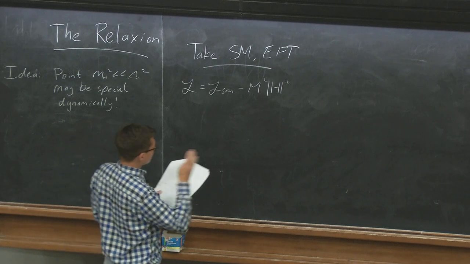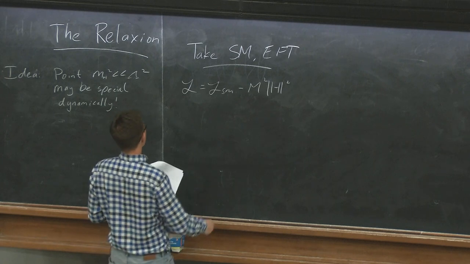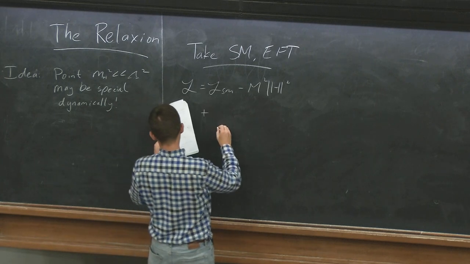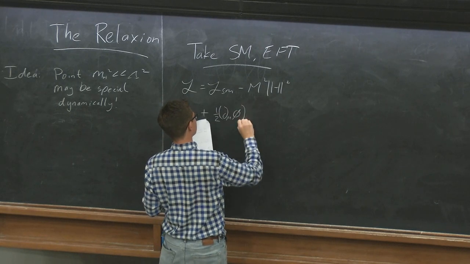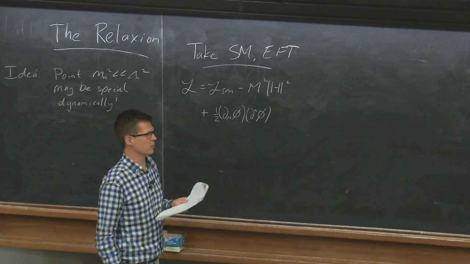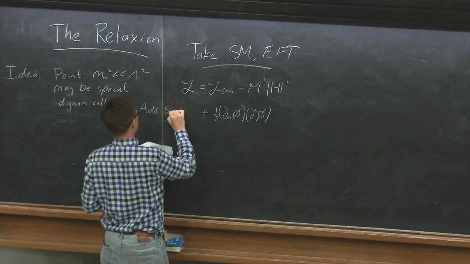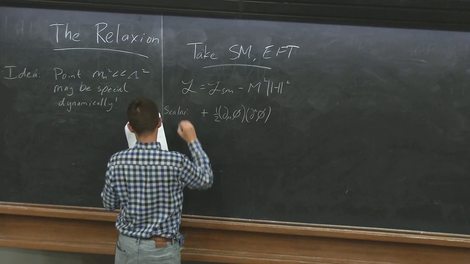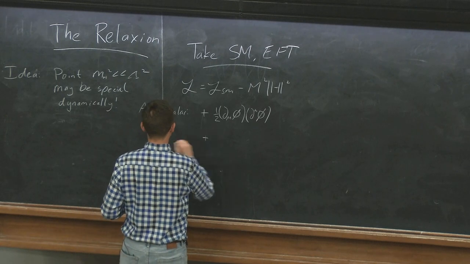So you take this to be the theory of nature, and we're really taking seriously the notion that the Standard Model is an EFT. And then you add a scalar with a shift symmetry. You'll see that the scalar sort of wants to be a Goldstone boson. So these will be the different steps. Couple this scalar to QCD.